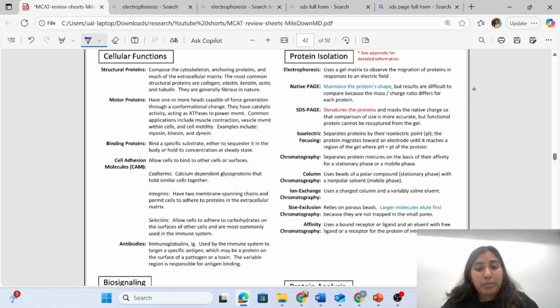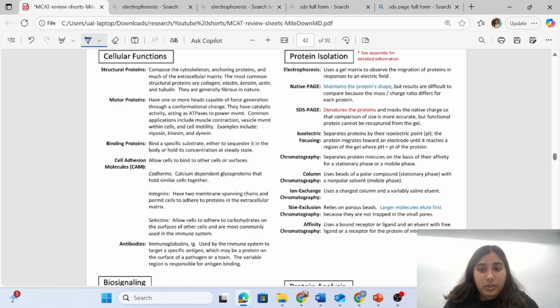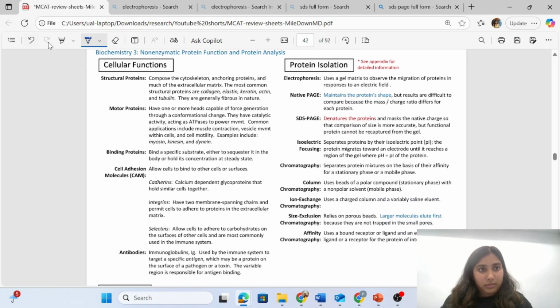Integrins are double membranous structures, which permit cells to adhere to the proteins in the extracellular matrix. Oops, sorry about that, something is not working. Anyway, it's just a double membranous structure.